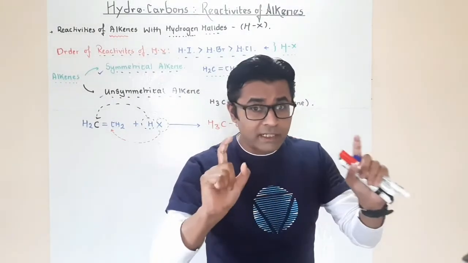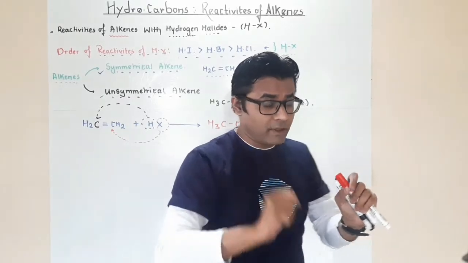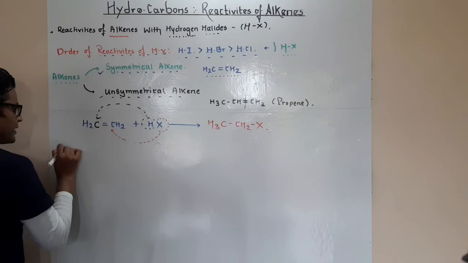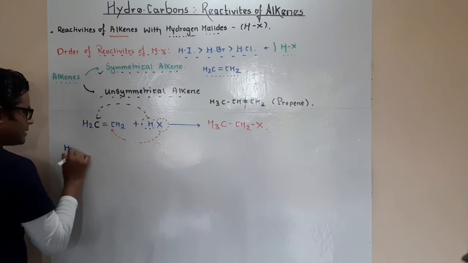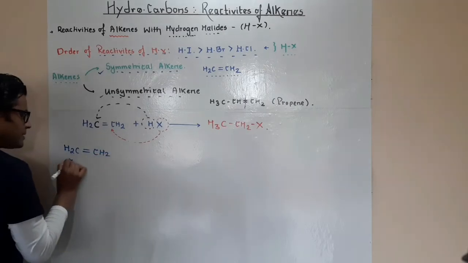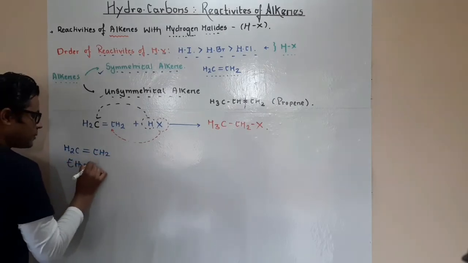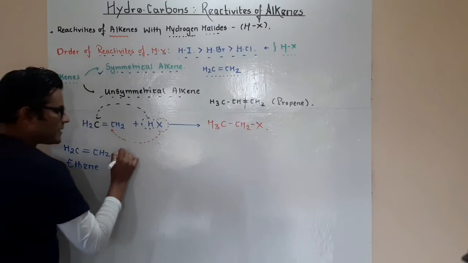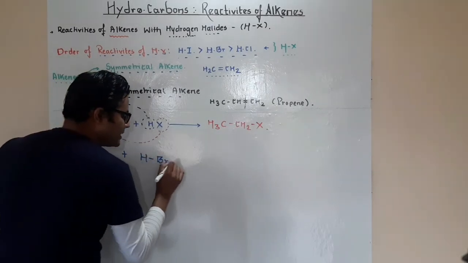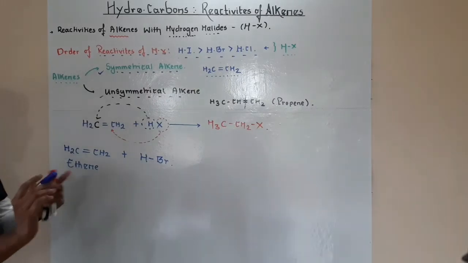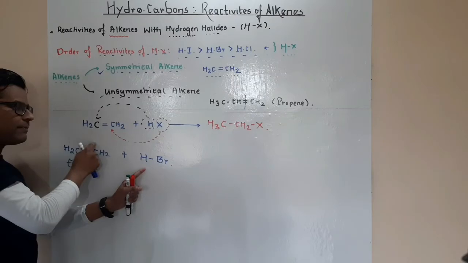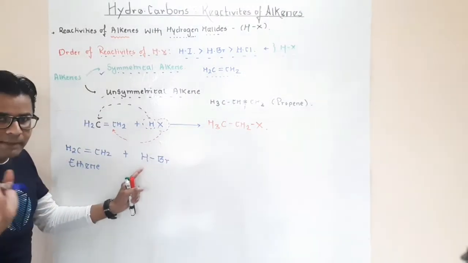Let me take one example, the same ethene as an example. Double bond, CH2, the name is ethene, with two carbon systems. Plus, let's take HBr. Quite simple. What was the condition? Symmetrical. You can add hydrogen to whichever carbon you want on the carbon-carbon double bond.